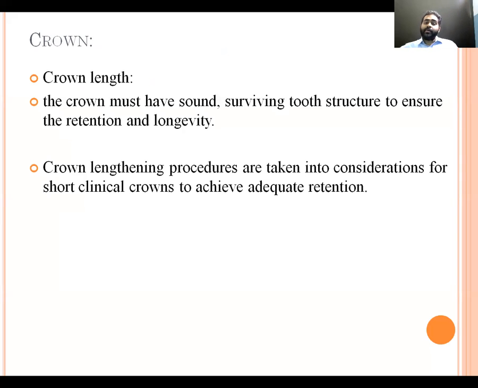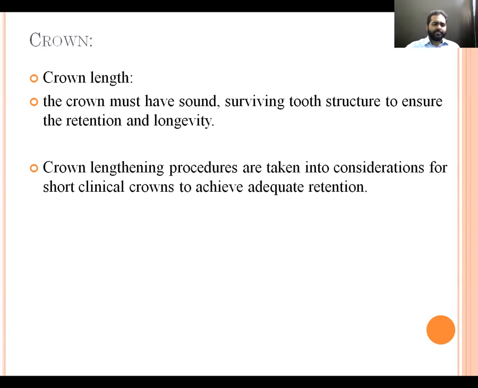So basically, we should have a proper sound and surviving tooth structure which can withstand the fixed partial denture for a long period of time. That is the longevity of your FPD, and it should ensure all the retention which can be gathered from the surface area of your crown, which gives more retention. So these three properties should be there: the crown should be sound, surviving tooth structure, and make sure that it is useful for retention and longevity.